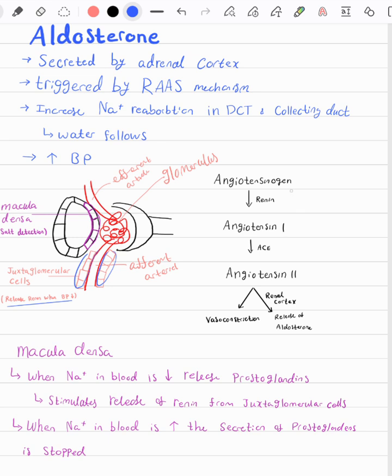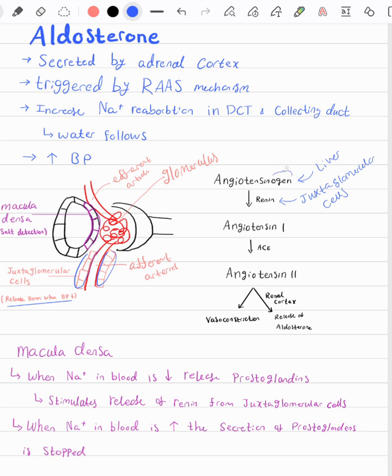So this cycle is: angiotensinogen is made by the liver, and that just hangs out in the blood. And then when renin is released from those juxtaglomerular cells, renin acts on that, and you get angiotensin 1.